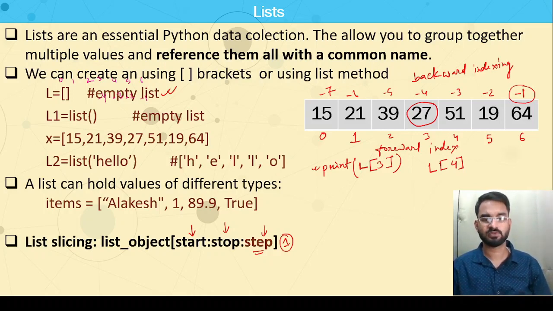Let me tell you here, the start value is bounded within the range, meaning if you start from 0, then the 0 will be included. Now the stop value is not bounded in the range, meaning if you give a stop value 5, then it will not display up to 5, it will display up to 4. Suppose the start value you have given is 0 and the stop value you have given is 5, then it will display 0, 1, 2, 3, 4 only. Index number 5 will not display.